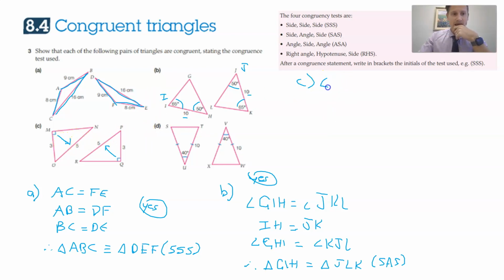All right, we can say angle OMN equals angle RQP, and that equals 90 degrees. That's a right angle. And then we can say the side, or the hypotenuse. So we'll say ON is equal to RP. Now, if you say PR, RP, it doesn't matter, right? And then the third proof we say is MO is equal to PQ.